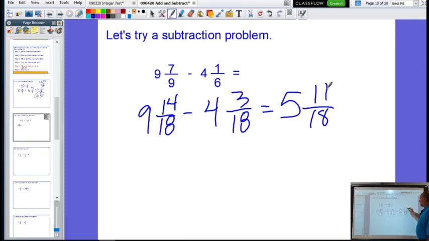And then we ask, can I simplify my 11 over 18? And no. Now, if this were a 10 over 18, then I could divide both of those numbers by 2, and it would simplify down. Okay? Now, that's the old stuff.